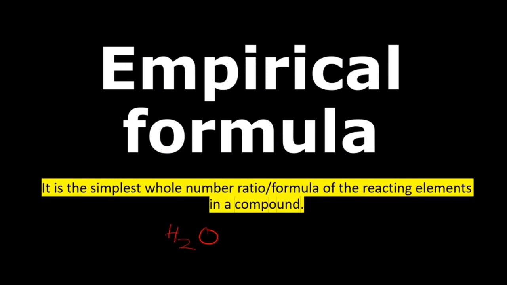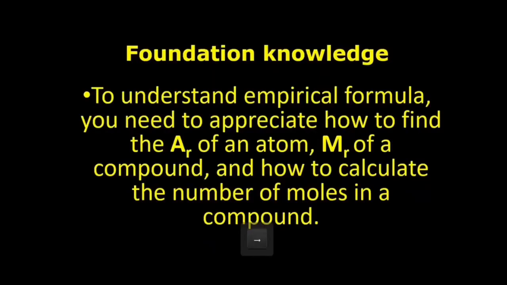And to find the actual number, we would have to experimentally weigh the mass of the water, subtract the mass of the container, and then divide by the moles which we have calculated. For us then to understand the empirical formula, we need to appreciate how to find the relative atomic mass, which we call Ar of an atom, and the relative molecular mass, which we call Mr of a compound, and also how to calculate the number of moles.